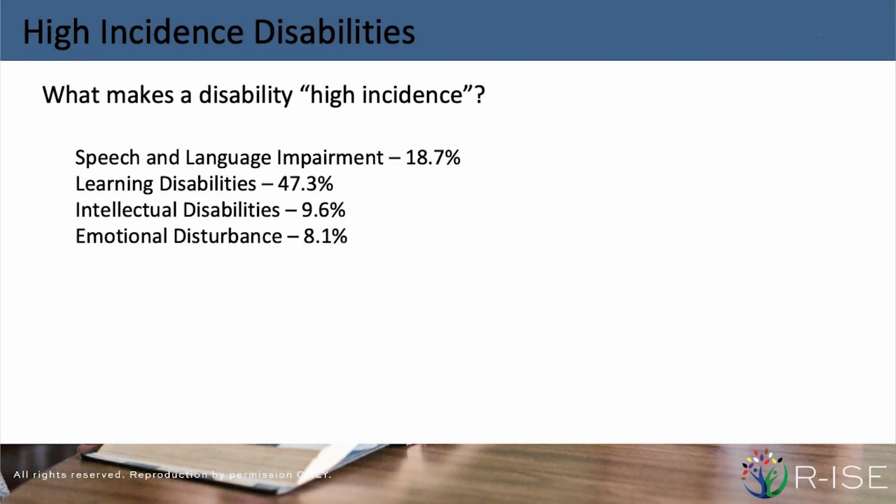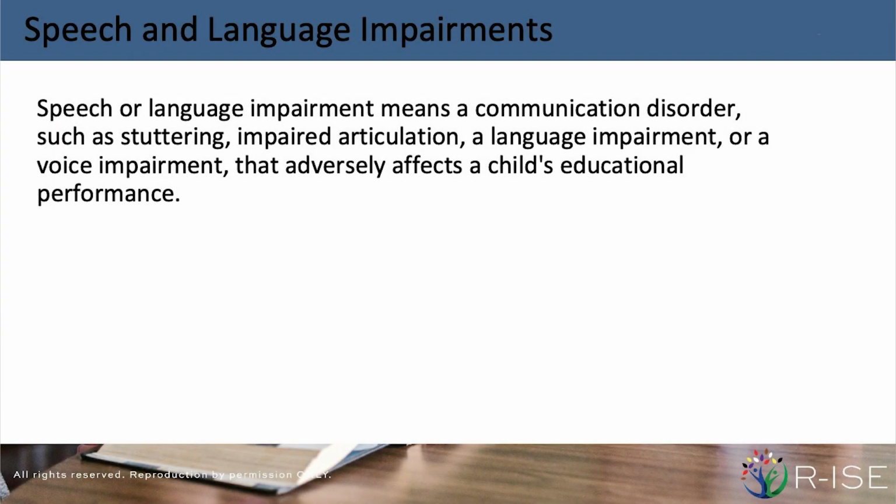So let's first take a look at high incidence disabilities. What does it mean to have a high incidence disability? High incidence disabilities are the categories where we see the highest percentages of diagnoses for students. This includes speech and language, learning disabilities, intellectual disabilities, and emotional disturbance. For speech and language, this means that there is a communication disorder, such as stuttering, impaired articulation, a language impairment, or a voice impairment, that adversely affects a child's educational performance.